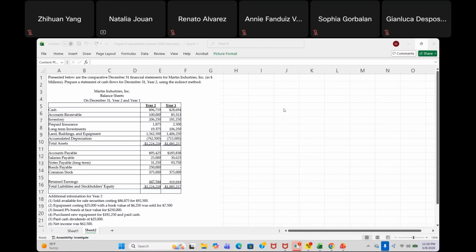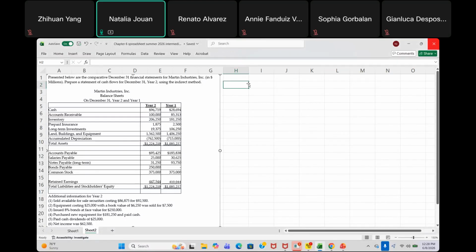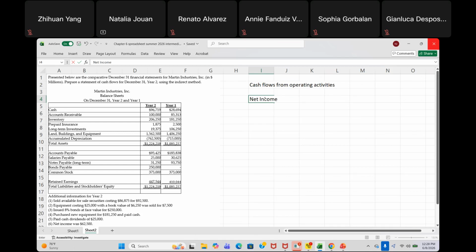All right, guys, we are going to be solving a statement of cash flows using the indirect method. We want cash flows from operating activities. The first line item is going to be our net income. So let's look for net income right here, 62,500.